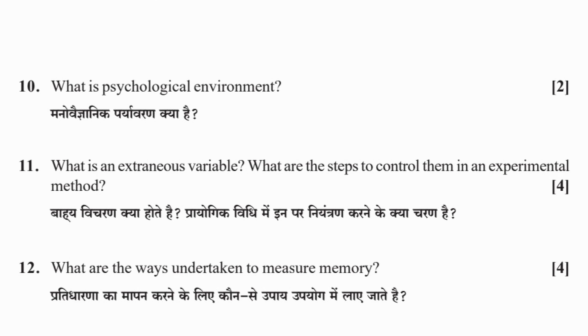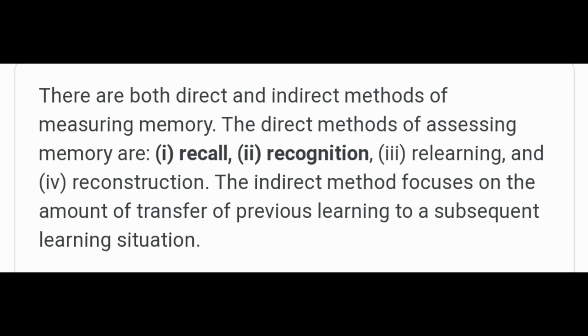12. What are the ways undertaken to measure memory? There are both direct and indirect methods of measuring memory. The direct methods of assessing memory are: 1. Recall, 2. Recognition, 3. Relearning, and 4. Reconstruction. The indirect method focuses on the amount of transfer of previous learning to a subsequent learning situation.